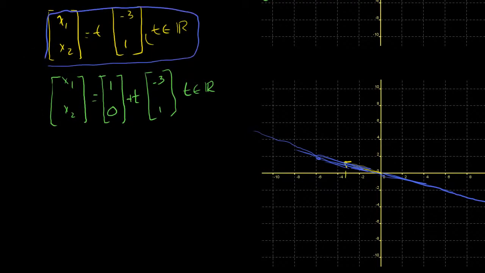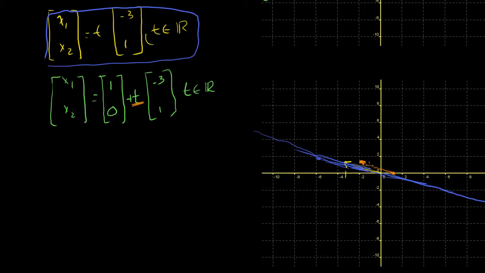And then what is this solution set right here? It's the vector (1, 0). So we go out 1 and 0, so that's there, plus scalar multiples of (-3, 1). If we just had one scalar multiple of (-3, 1), we'll end up right there. But we want to put all the scalar multiples of it because we have this t right here.